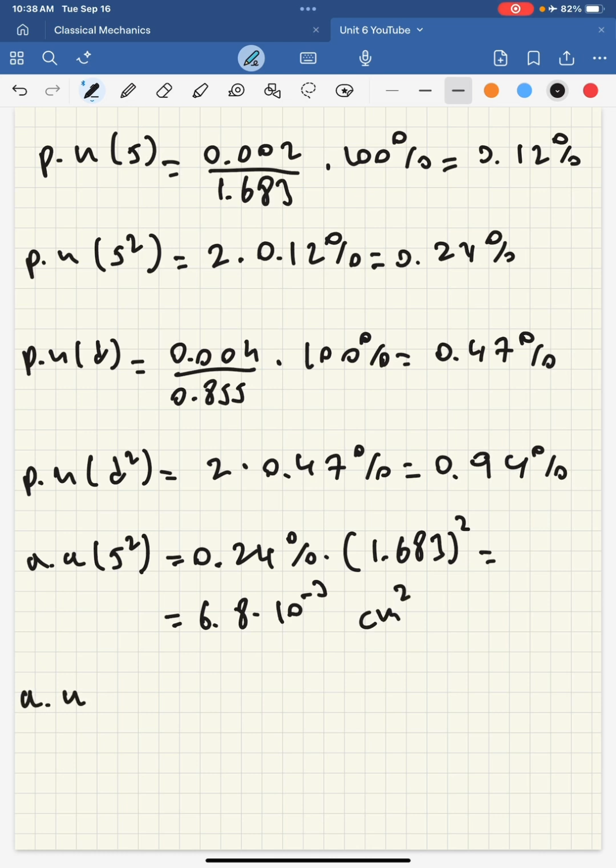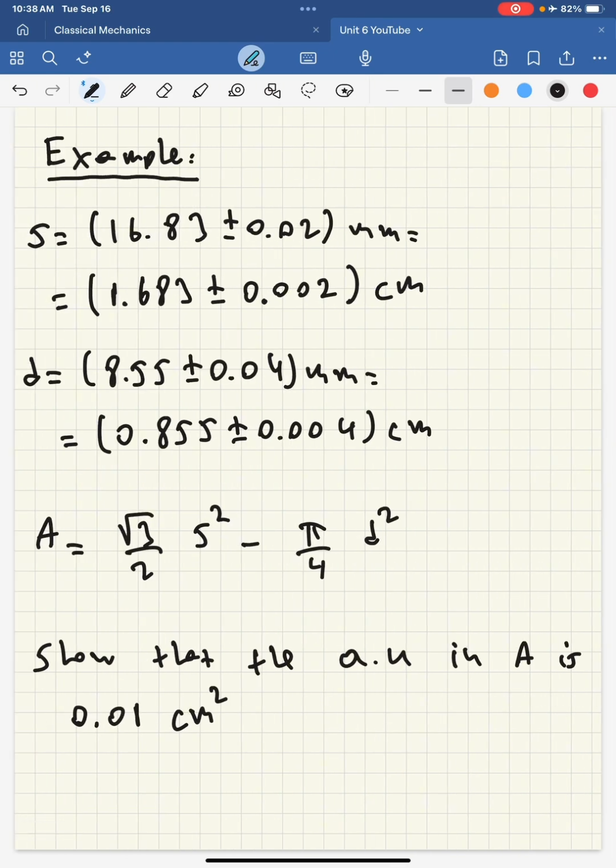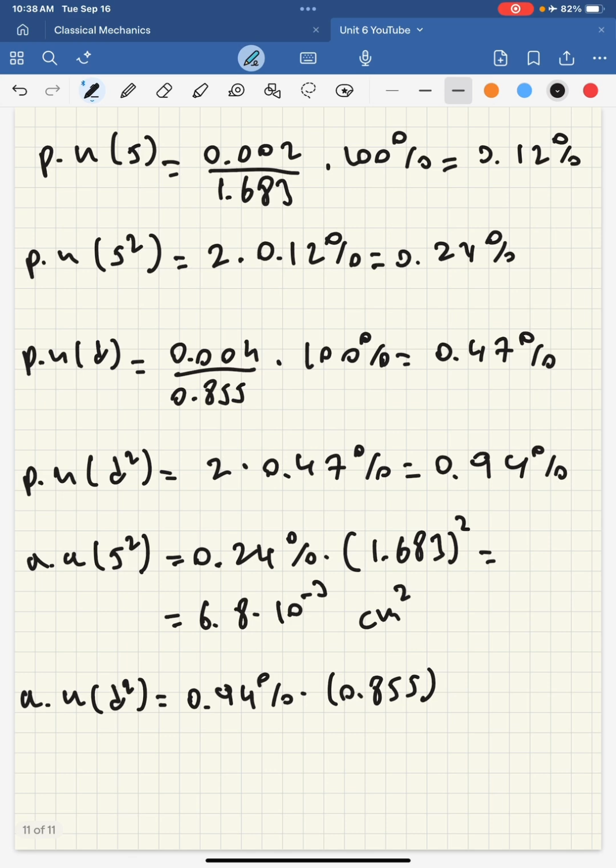Then the absolute uncertainty in D squared is 0.94% times 0.855. Give me a second, I got myself confused. Wait, yes, 0.855 because we're using centimeters. Okay, then squared. So this is 6.87 times 10 to the negative 3 centimeters squared.